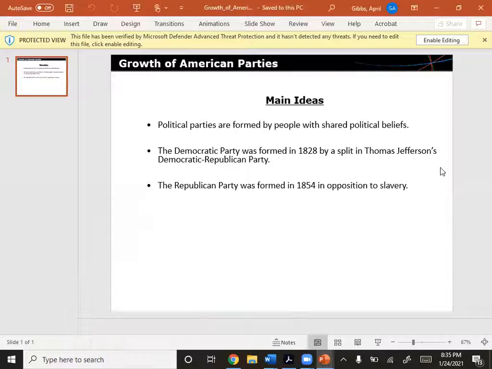All right, we're going to talk about political parties. Political parties are formed by people with shared political beliefs. The Democratic Party was formed in 1828 by a split in Thomas Jefferson's Democratic Republican Party. The Republican Party was formed in 1854 in opposition to slavery.